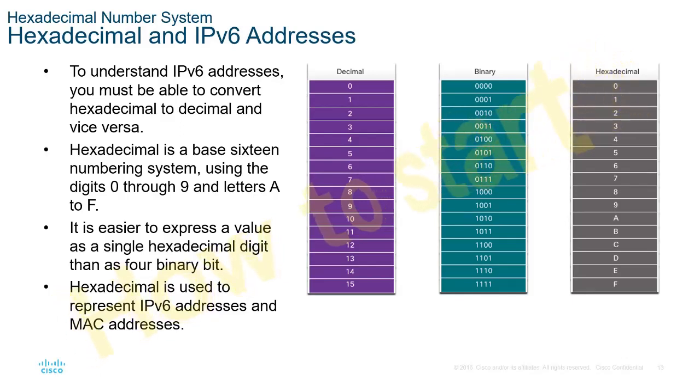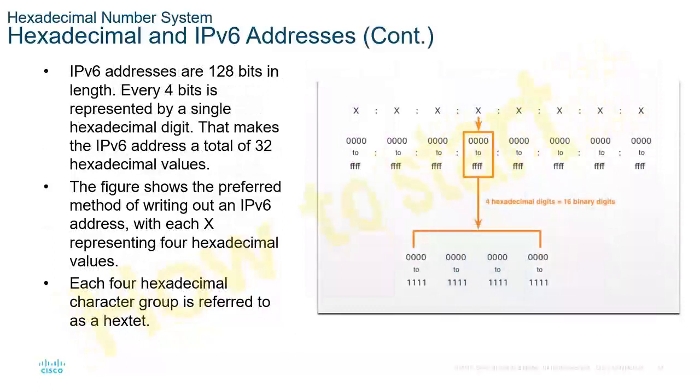So why is hexadecimal important? Hexadecimal is used very heavily in IPv6. That's how IPv6 addresses are actually displayed. They're done in hexadecimal. So we have to know binary for IPv4. We need to know hexadecimal for IPv6. So again, IPv6 addresses are 128 bits in length, which means every 4 bits is represented by a single hexadecimal digit. So it actually takes 32 hexadecimal values to represent an IPv6 number. That's a really large number.